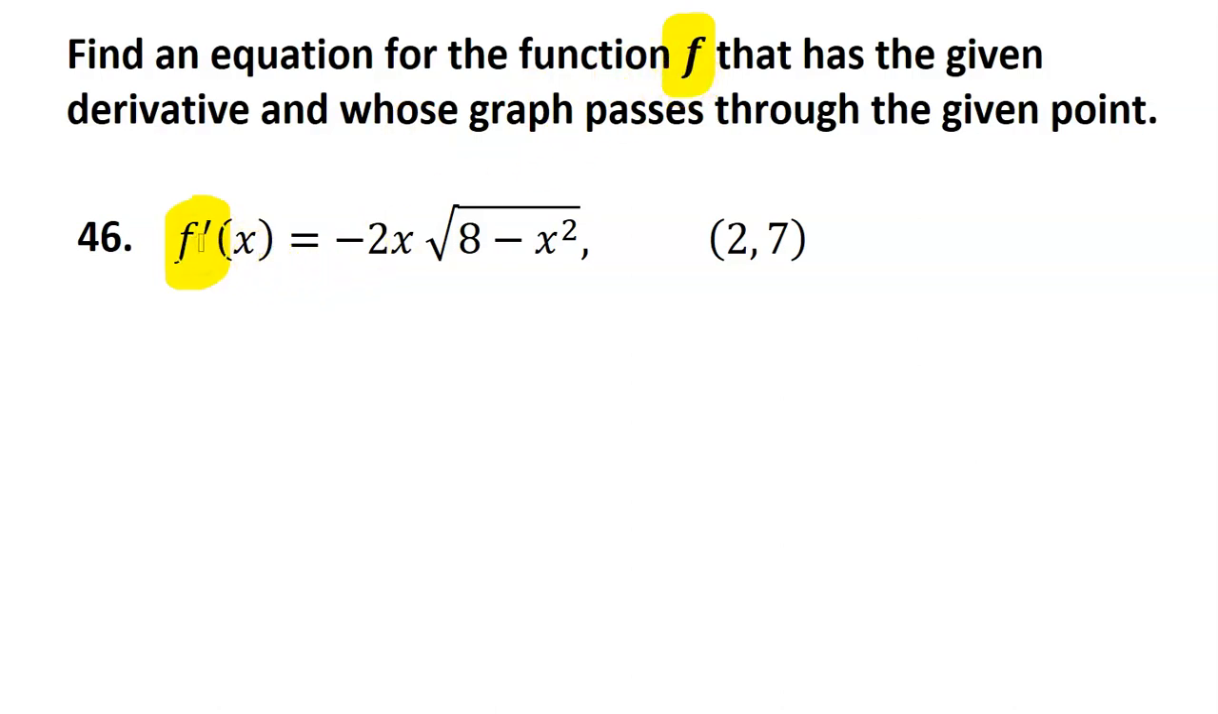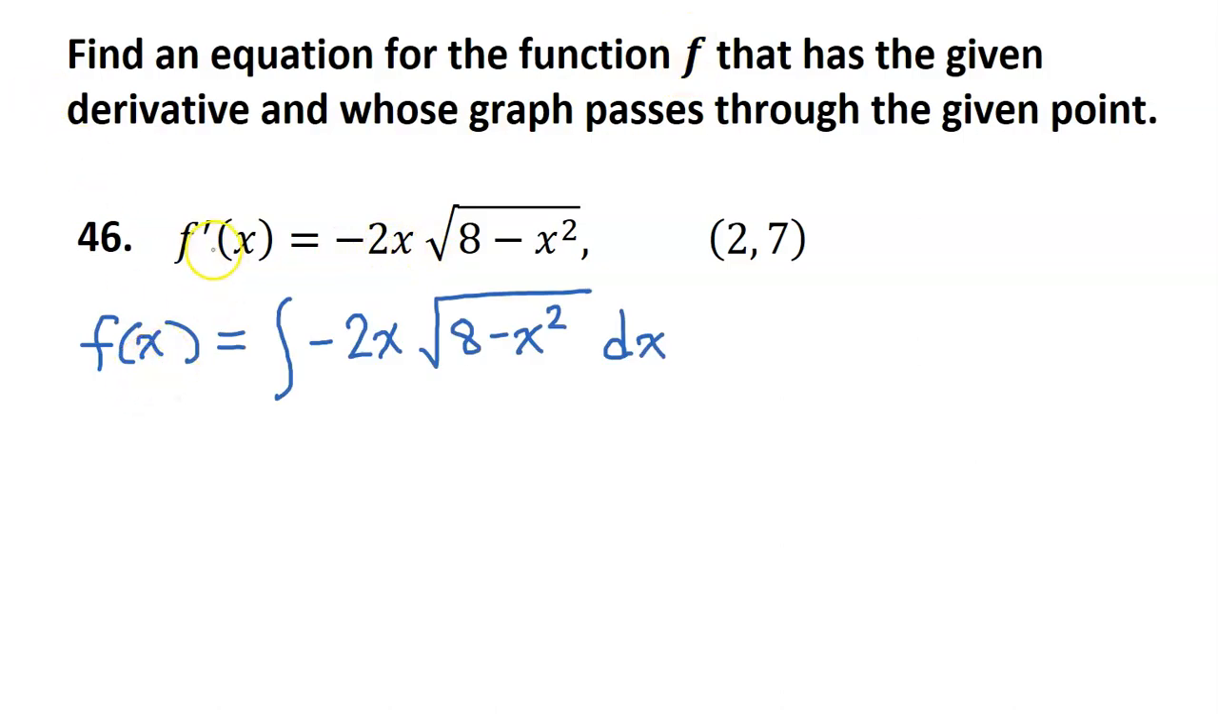So let's take the integral of both sides of this equation. On the left side, the antiderivative of f prime is immediately f of x. On the right side, we have to do some work to find the antiderivative of negative 2x square root of 8 minus x squared dx. Let's use u-substitution. Let's try letting u equal whatever is under the radical. So let's let u equal 8 minus x squared. In that case, u prime is going to equal negative 2x.